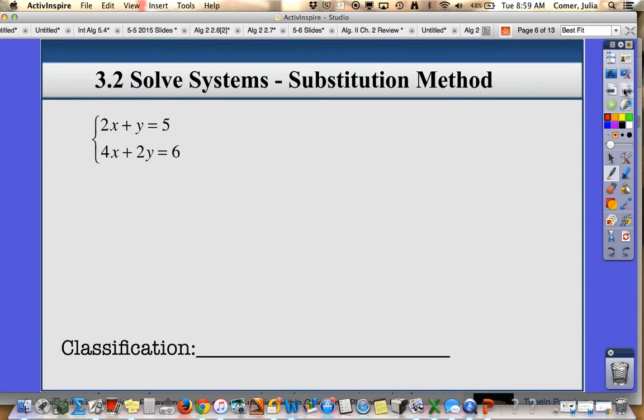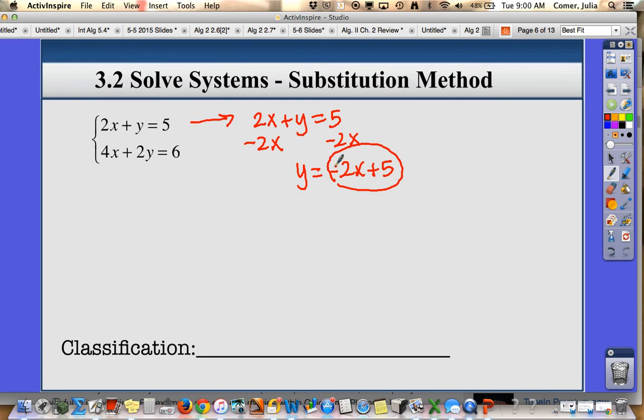Got one last example we're going to work through together here. And once again, I'm going to try to get one of the variables by itself. It looks like this y from the top equation would be easiest to get alone. So if I do that, 2x plus y, I'm just rewriting it over here, equals 5. I'm going to subtract 2x from both sides. And I get y is equal to negative 2x plus 5. Now I can go ahead and plug that value in for y into the second equation right here. So I'll have 4x plus 2 times negative 2x plus 5 equals 6.